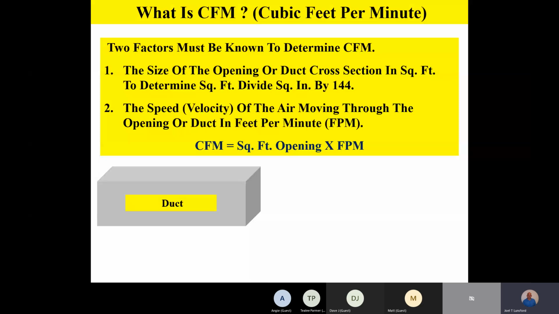So again, just a little visual to see what we're doing with measuring actual duct opening times the velocity of the air to get the actual CFM moving through that duct section. And then in our final example, we've kept the same size duct, 18 by 26. But in this example, we've sped the air up to 350 feet per minute. And so that same duct is now.